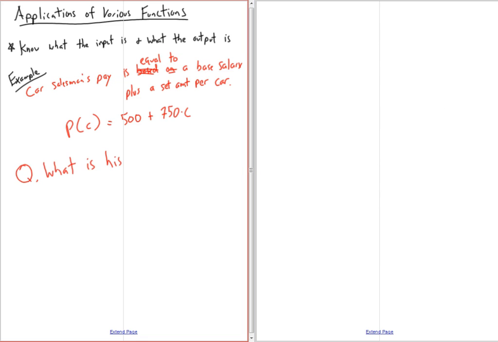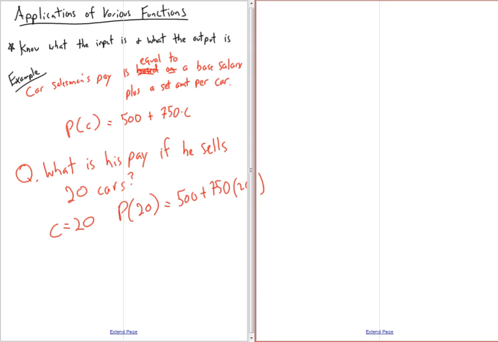So the two types of questions that you're going to have in this section are, what is his pay if he sells 20 cars? Something very straightforward. It's saying, what is the dependent variable when you have a given independent variable value? So for instance, when C is equal to 20, the way that we would take care of that is you just plug in 20 for C, so 500 plus 750 times 20. So you go down there and eventually you get a number.